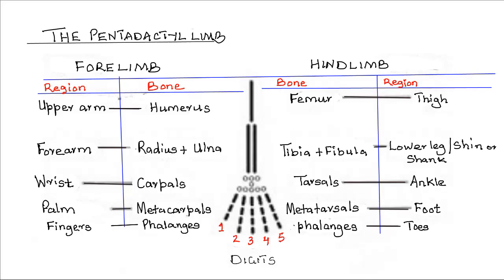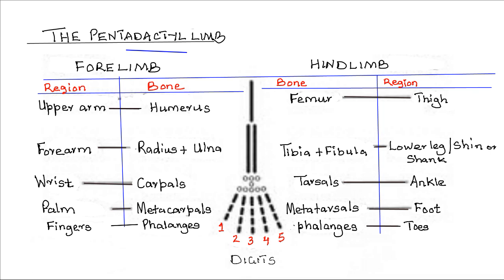The forelimb. In this section, we look at the mammalian forelimb. Now, both the forelimb and the hind limb in mammals are designed on the pentadactyl limb plan. That is the pentadactyl limb plan.